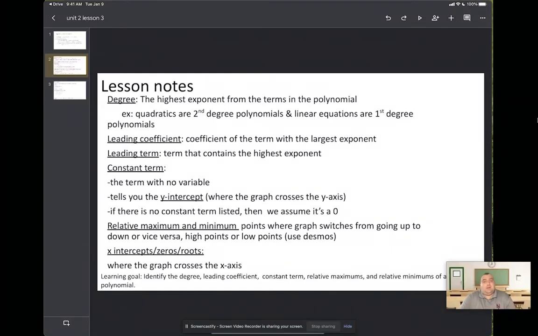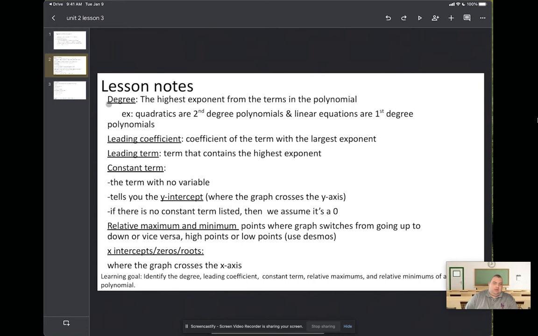All right, so in Unit 2, Lesson 3, we're really going to start getting into the meat and potatoes of this unit on polynomials. So in this particular lesson, we're just going to learn about a few of the basic characteristics of a polynomial. And I have those up on my lesson notes here.